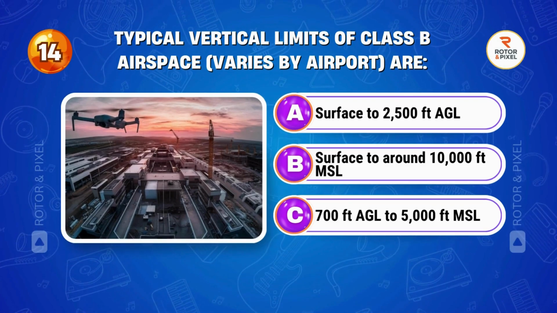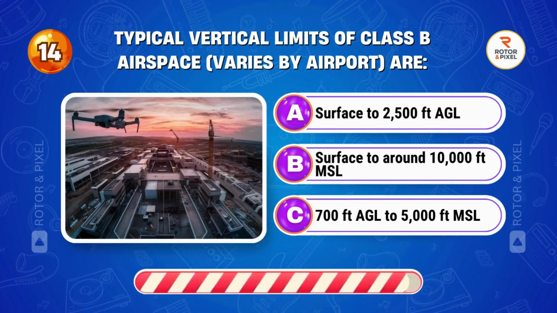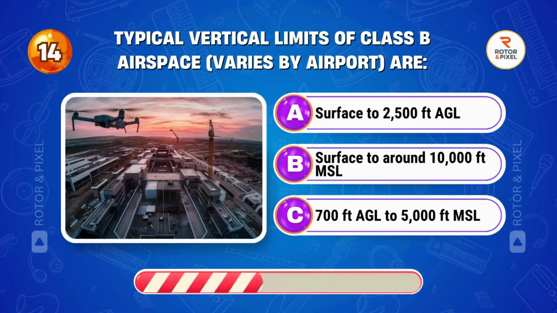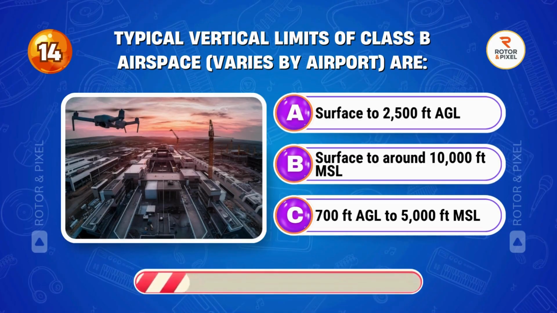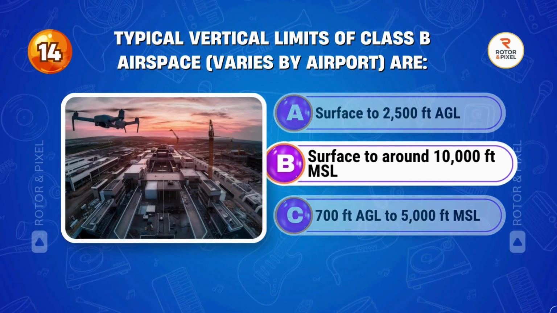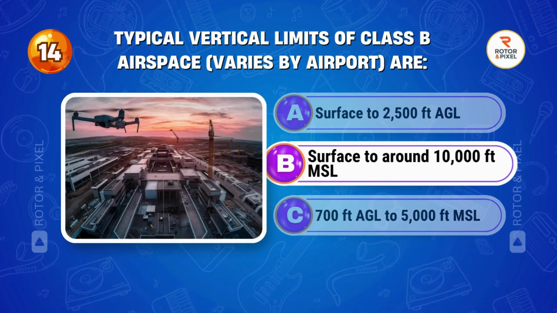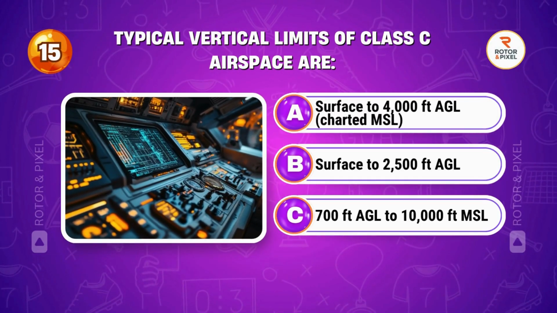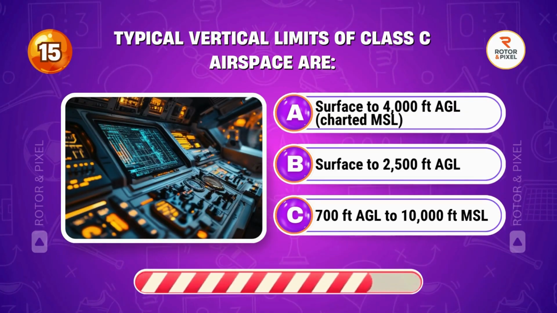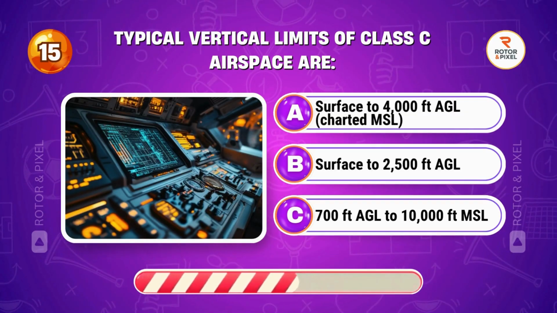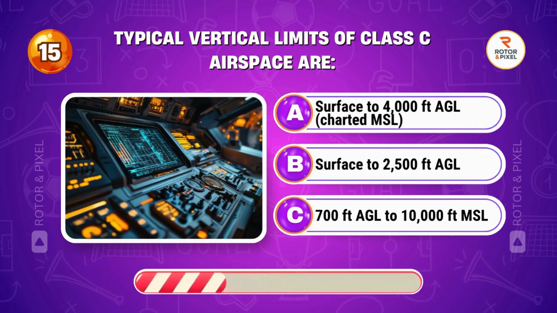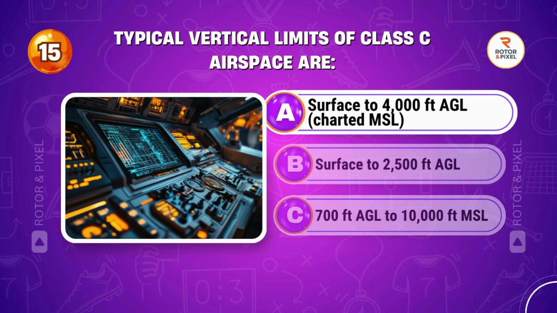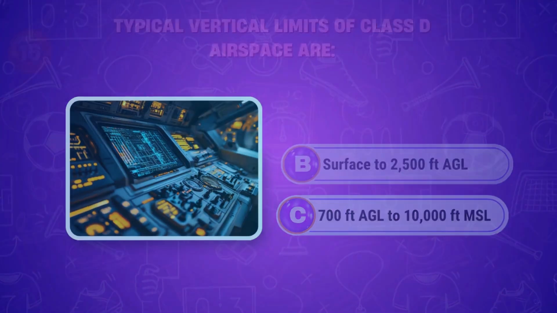Typical vertical limits of Class B airspace, varies by airport, are Answer B, surface to around 10,000 feet MSL. Typical vertical limits of Class C airspace are Answer A, surface to 4,000 feet AGL, charted MSL.